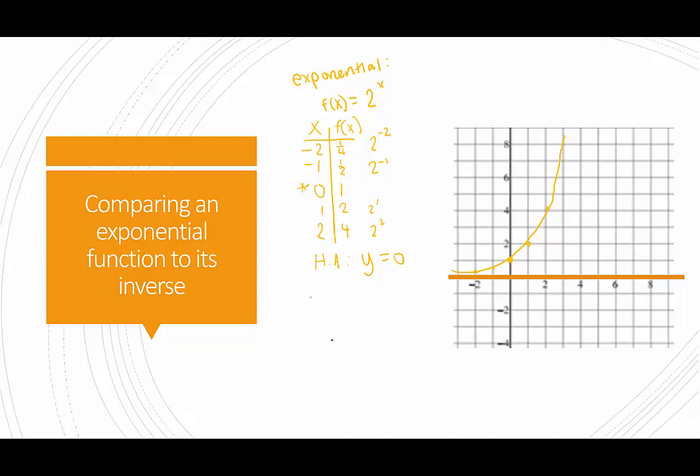Now let's look at the logarithmic function. So the inverse of this exponential function would be the logarithmic function. F of x is equal to log base 2 of x. This is what we'd be looking at. And we actually know some values that we want to use for the table. In fact, we know them all because they're just going to be the inverses of our exponential. But let's solve these differently.